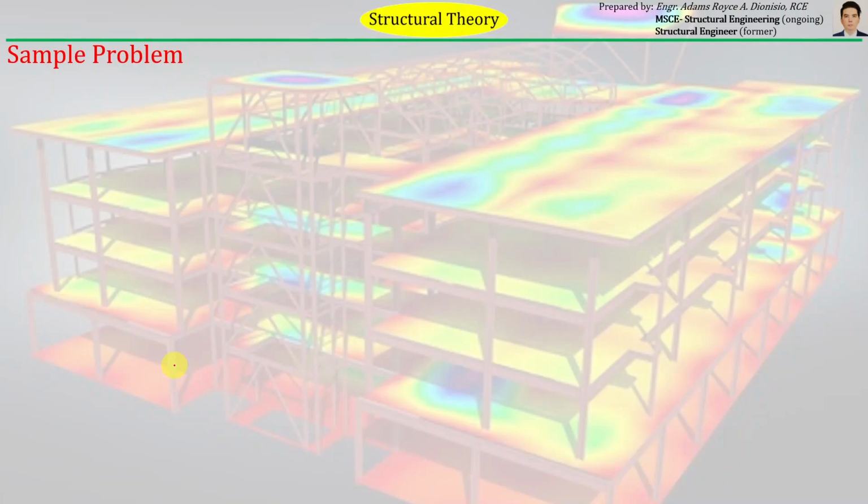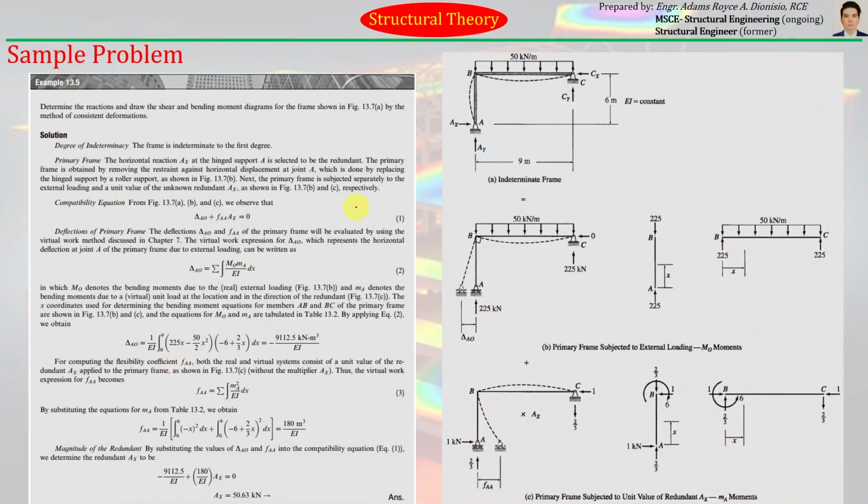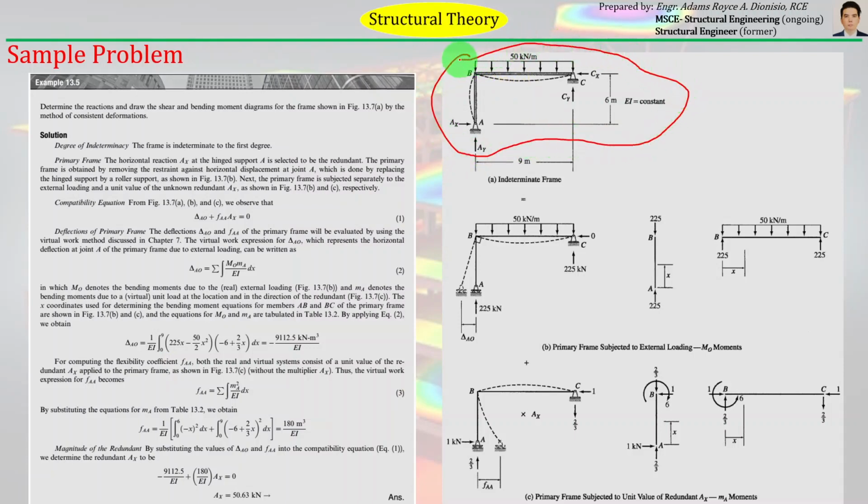So we still have some sample problem here. This is a sample problem for the analysis of an indeterminate frame. So we have here an indeterminate frame. The method of consistent deformation applied to this type of structure will just be the same as what we did in the analysis of indeterminate beams. So this same concept will be applied.